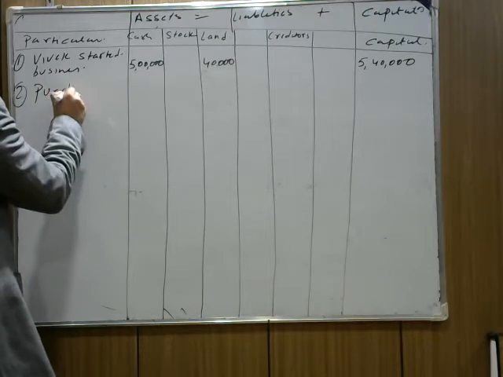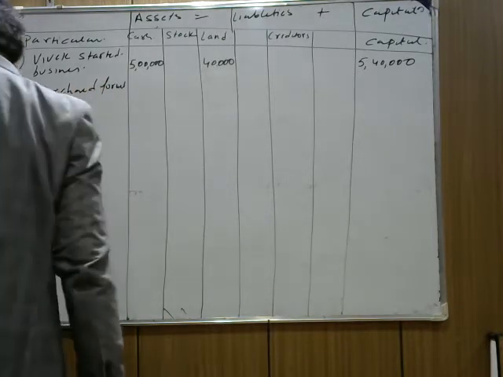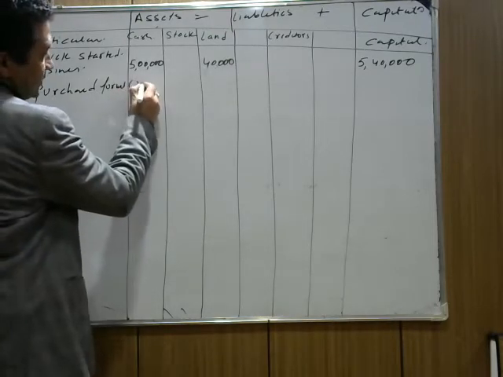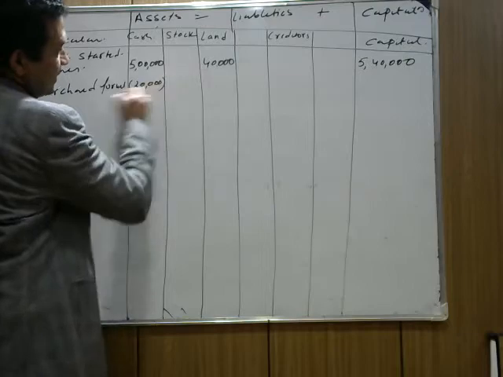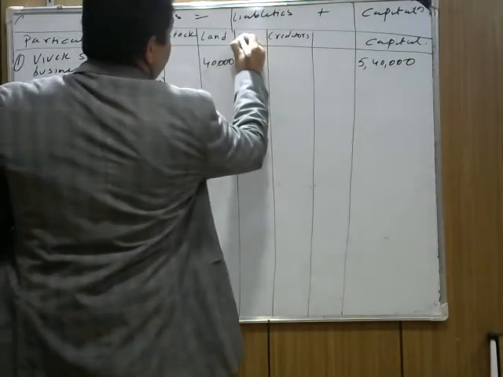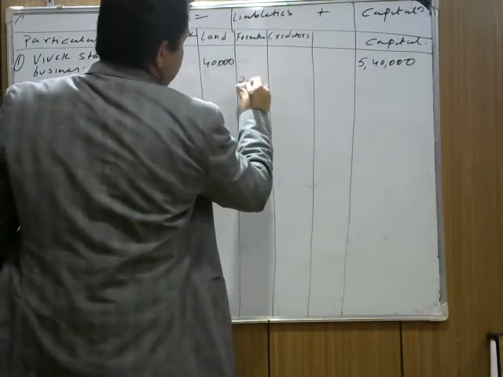Purchase furniture for cash. Now when you purchase furniture worth rupees 20,000, your cash will decrease. You write it on the bracket side in terms of decrease. But you get a furniture, so we write over here furniture. Rupees 20,000 is coming into the business.